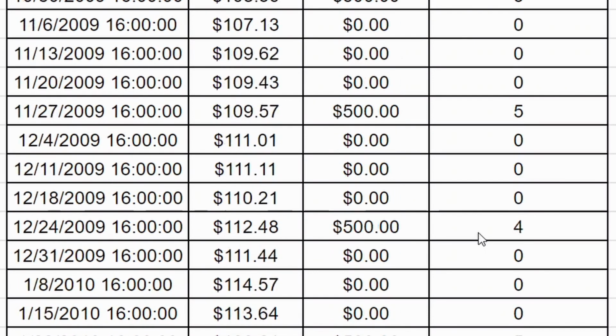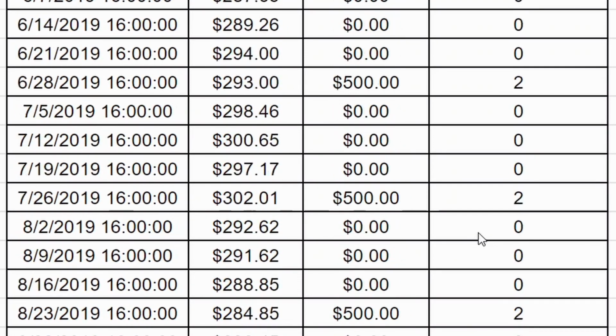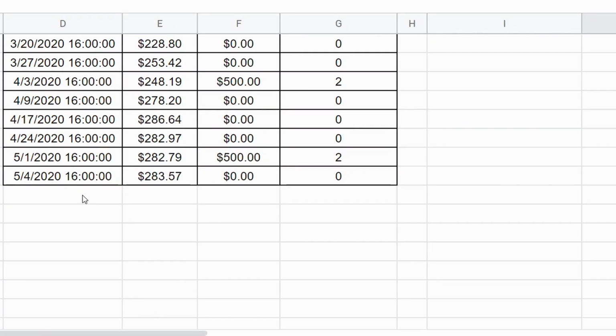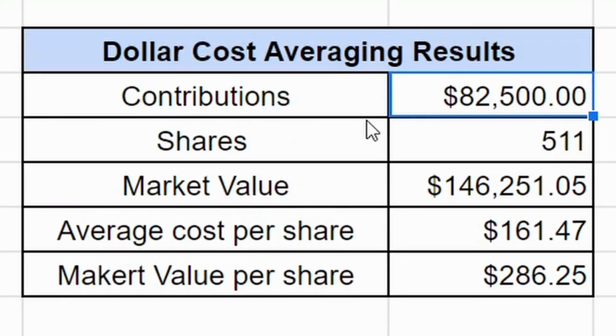And then I put in every single price for every single week all the way to May 4th. And off to the side, you can see our contributions, which was a total of $82,500. We now own 511 shares.